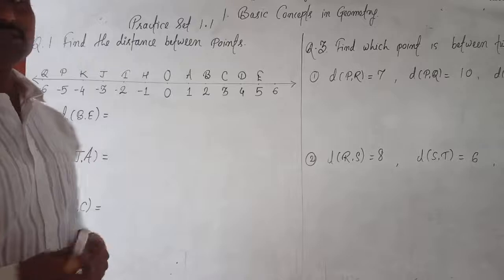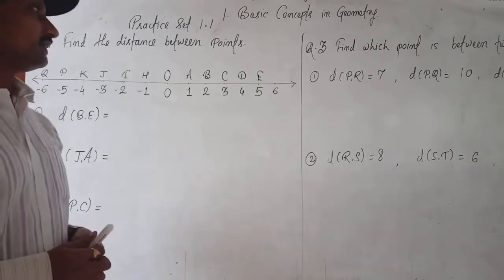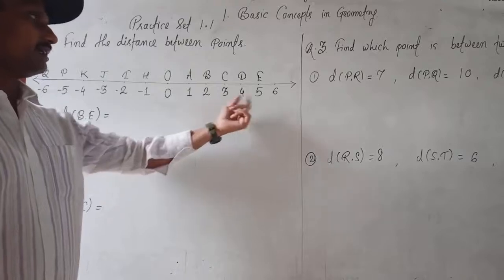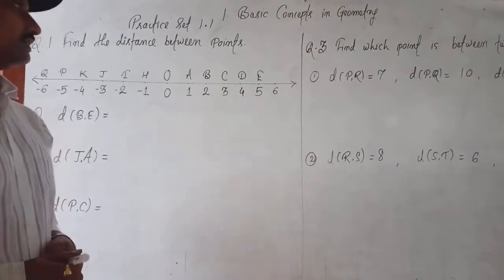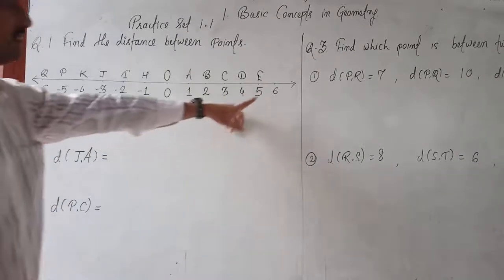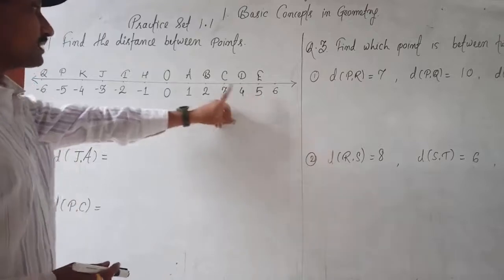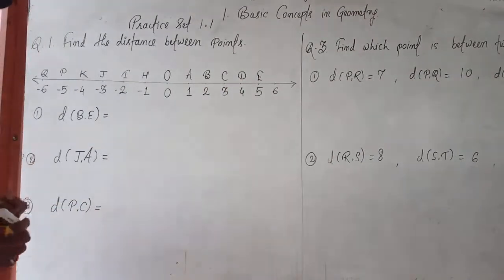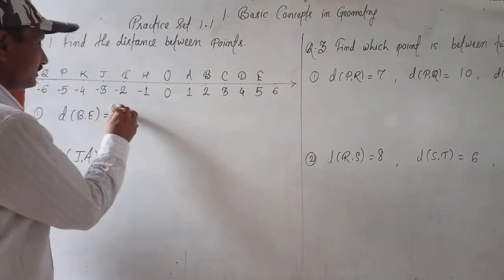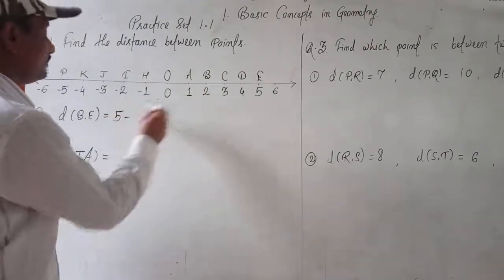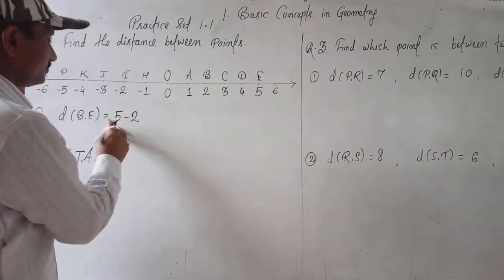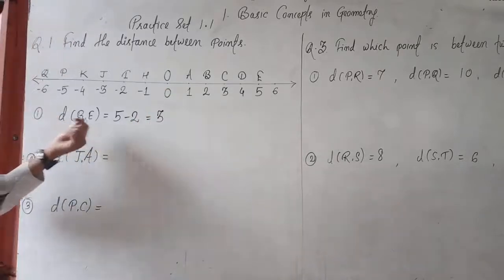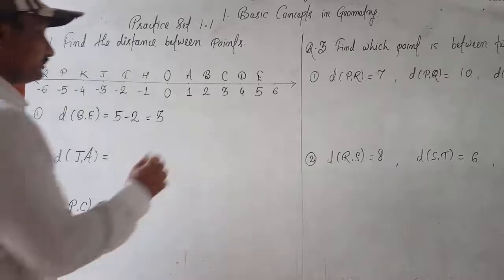To find the distance between point B and E, we have to first find out the coordinates of point B and E, and out of that find out the bigger coordinate and smaller coordinate. You can see the coordinate of point E is 5 and point B is 2. So to find the distance BE, take the bigger coordinate minus the smaller coordinate. So 5 minus 2 equals 3. So the distance between point B and E is 3 unit or 3 centimeter.